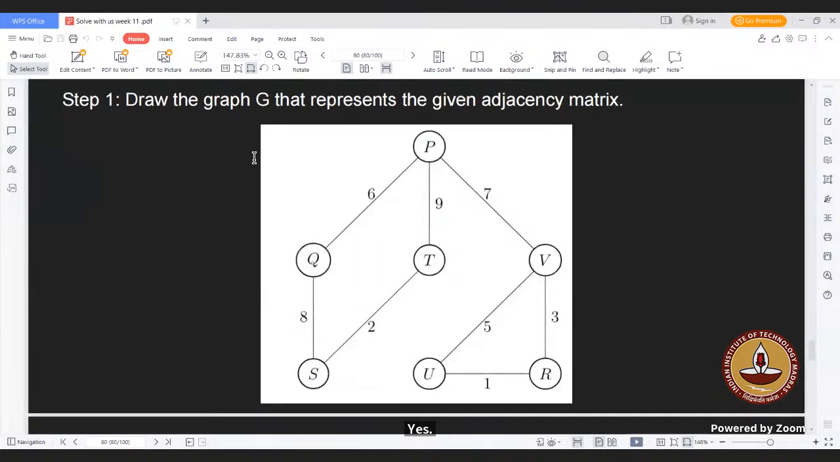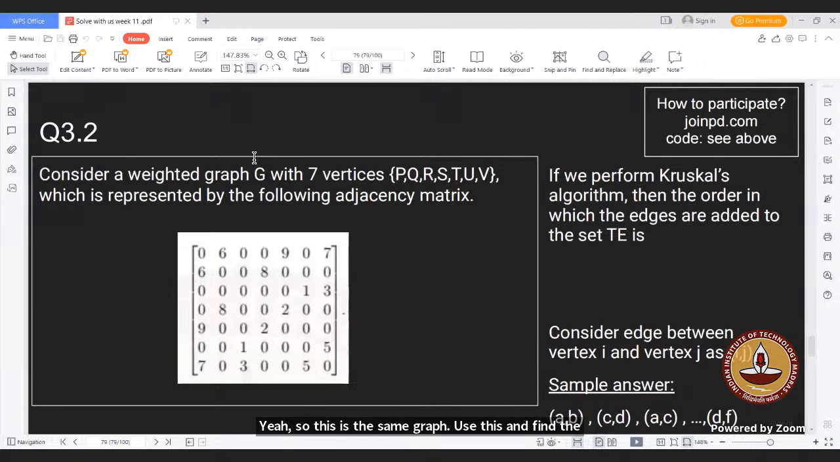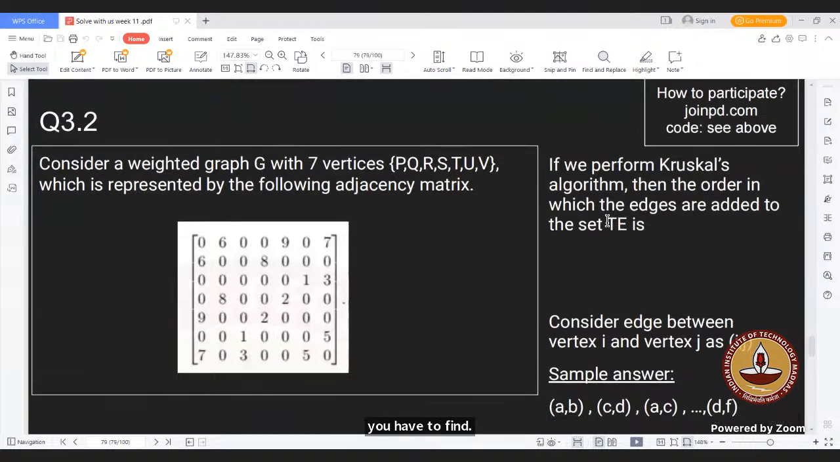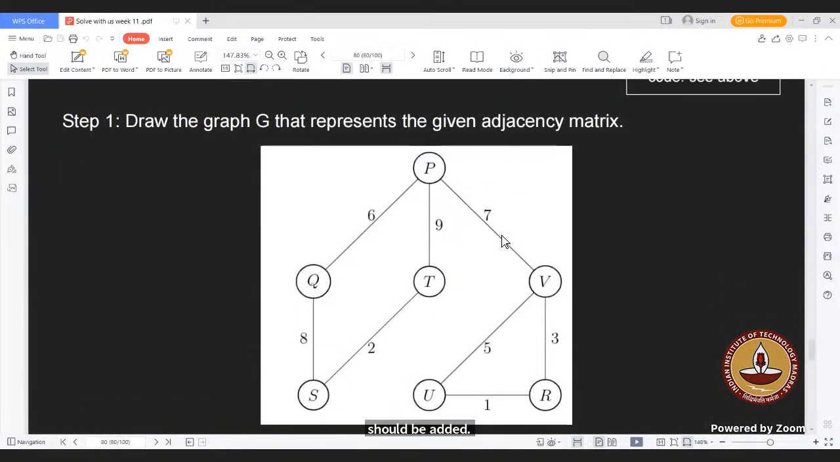Use this and find what you have to find. You have to find the T edges. In this case, you have to find the corresponding edges that should be added. It is not TV, it is TE, using Kruskal's algorithm. For example, the edges should be arranged in 1, 2, 3, 5, 6, 7, 8, and 9. That is the ascending order, and you have to add one by one.